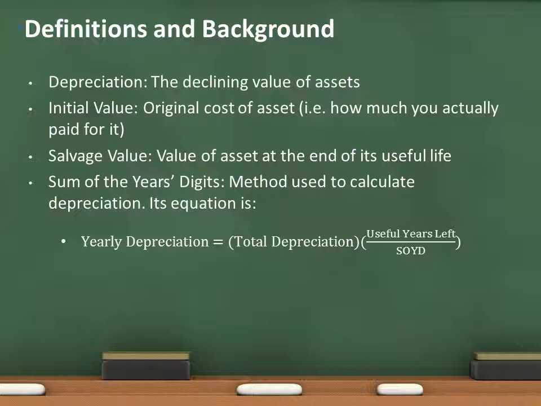And then the sum of the year's digits is a method we'll use to calculate depreciation. As depreciation is hard to know exactly, this method gives us a good approximation. And I put the equation down here, which as you can see, is the yearly depreciation, the depreciation for any given year, taken as the total depreciation times a factor that is defined as the useful years left divided by the sum of the year's digits.